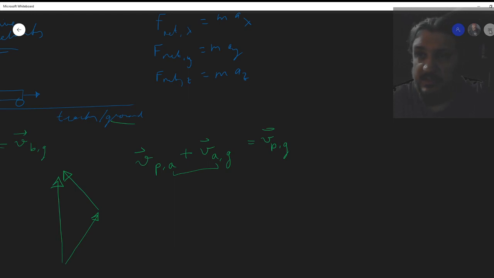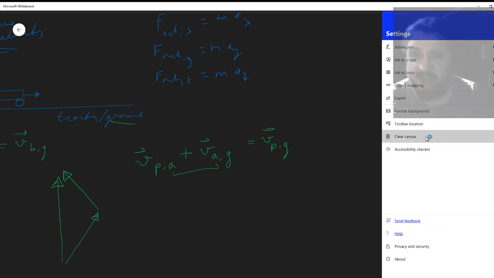I'm going to clear the canvas and find some problems from the book. The first section is about position and displacement. Let's solve number 11. I guess I need more light here. Give me a second. Okay, more light, better.